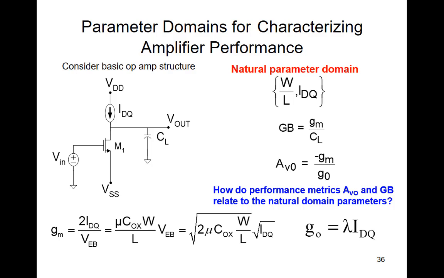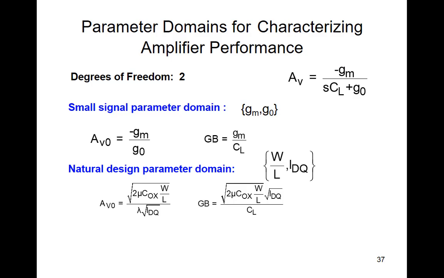Now, I don't quite have GB yet, but from GM and G out, I can get the voltage gain by taking that ratio. I already have the gain bandwidth product here, so I can write down the gain bandwidth product also in terms of the natural parameter domain. And if I do that, I find the gain can be expressed like this, and the gain bandwidth product can be expressed like this.